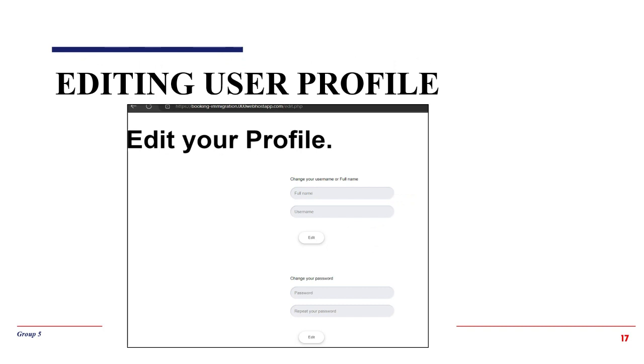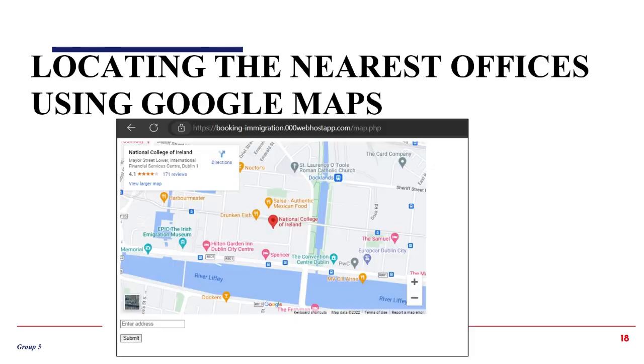The next option that a user has is being able to edit the profile. You can change your full name and username, and also your respective password. And this is the plugin that we have introduced into the application, the real-time plugin of Google Maps. By using this plugin, you can directly search for the nearest Garda stations or nearest immigration offices near to your present location, and then you can complete your appointments.